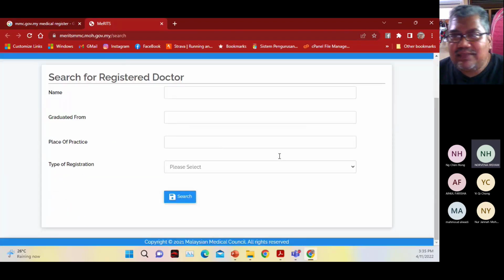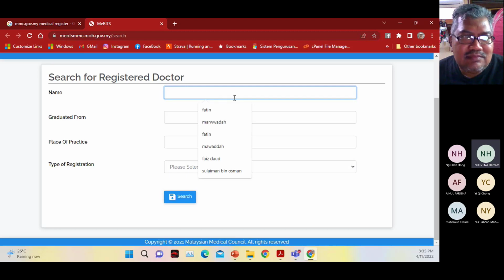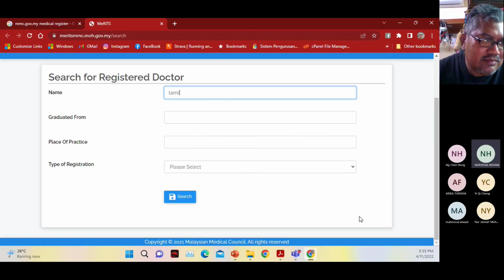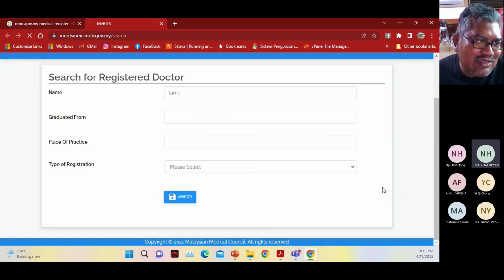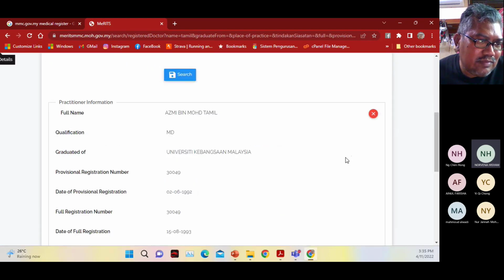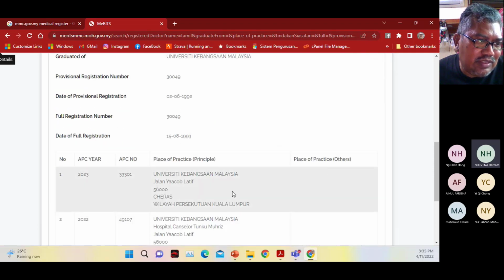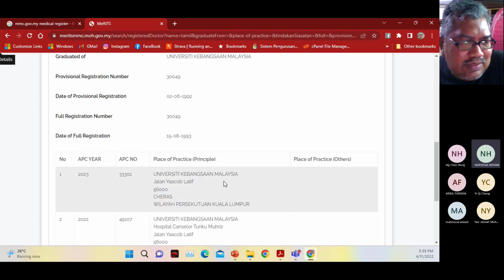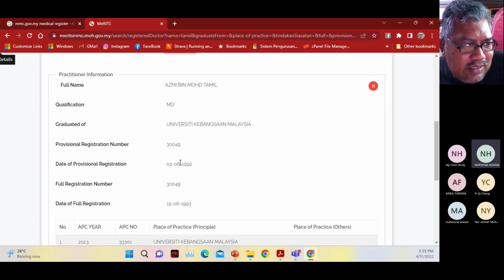For doctors to be registered, can you see this website? Alright, thank you. Let's search for my name. The name will come up, Azmi Muhammad Tamel. This shows that I'm registered for the year 2023. My place of practice is UKM, medical doctor at UKM. This is my registration date, my full registration.